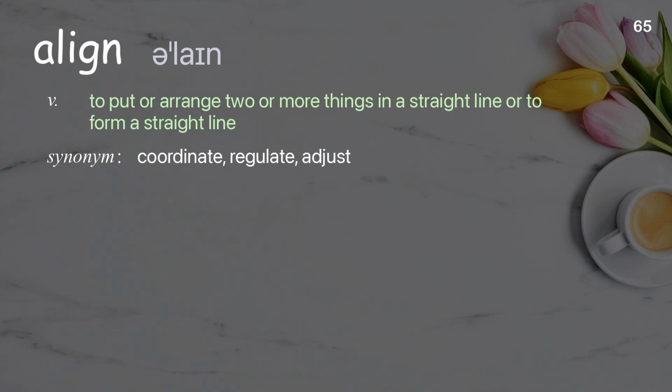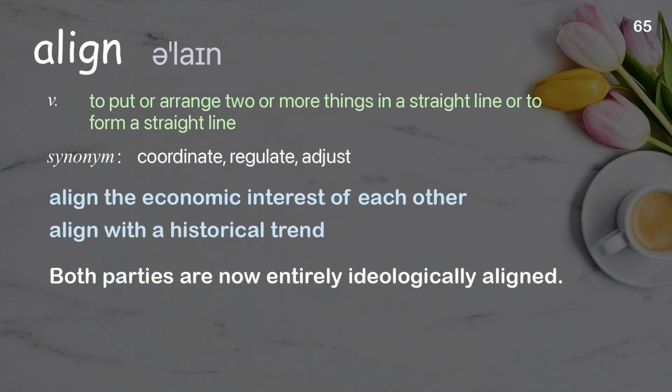Align. To put or arrange two or more things in a straight line or to form a straight line. Examples: Align the economic interest of each other. Align with a historical trend. Both parties are now entirely ideologically aligned.